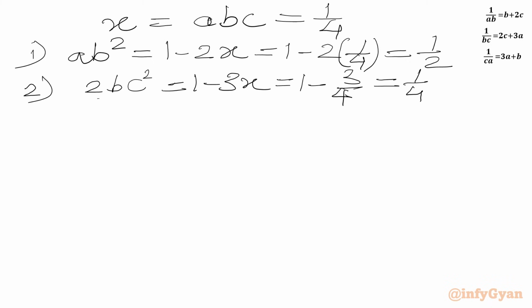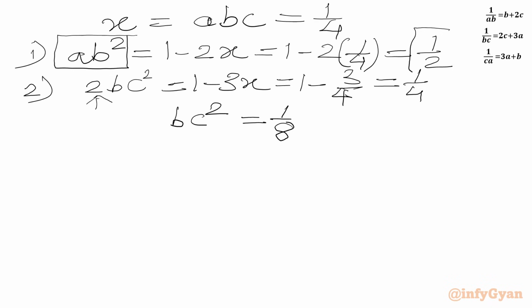Now we have this 2 in LHS. So we will divide both sides by 2. So we will write BC square is equal to 1 over 8. AB square is half. BC square is 1 over 8.